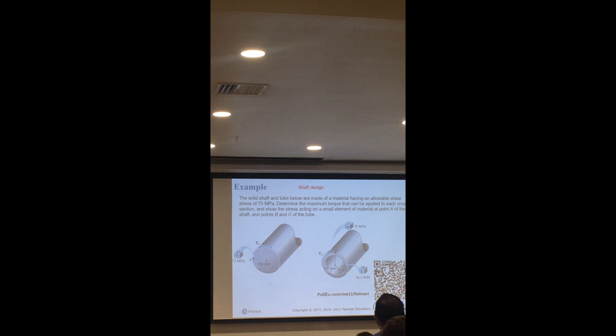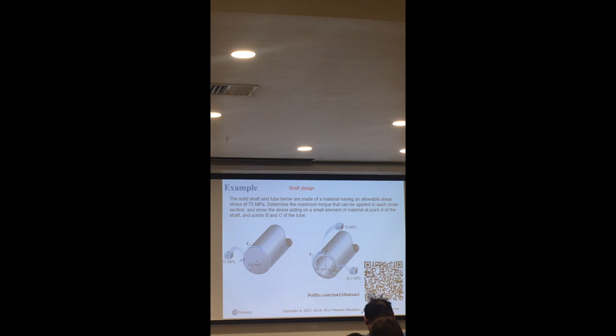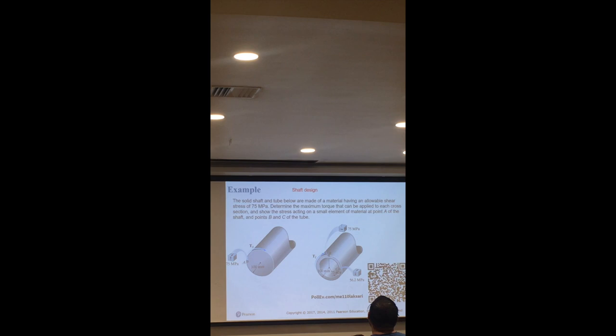Now, all of you as engineers, let's see if you can determine the maximum torque that we can apply to these two types of shafts. And you have all the geometric information. The outer radius is 100 millimeters, the lower one is solid. In the second one, the inner radius is 75.